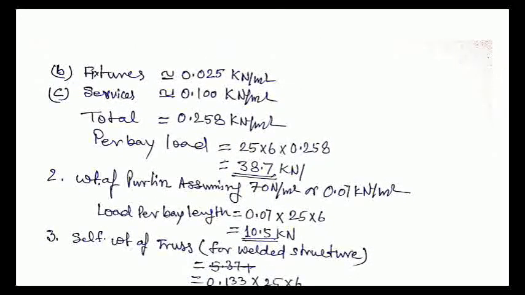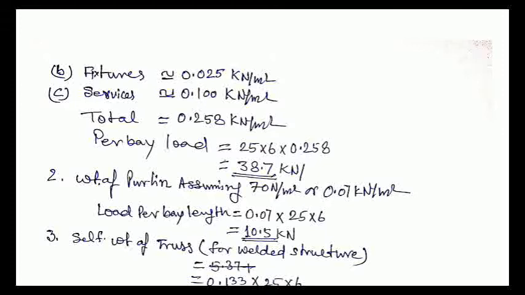So this is dead load, and we will take it into account at the last also, while we calculate the maximum pressure on the purlin. So this is 0.258 kilonewton per square meter. This is total dead load.